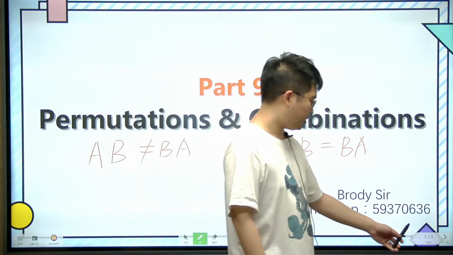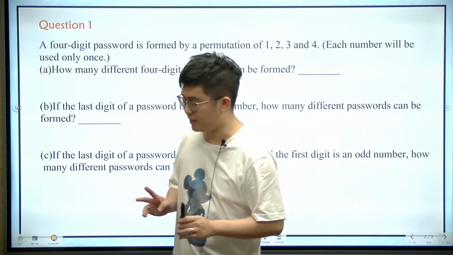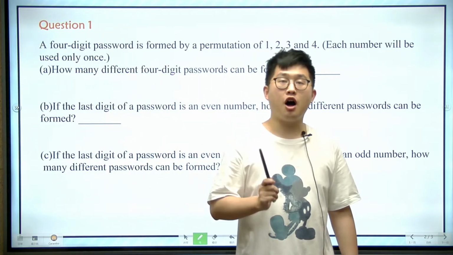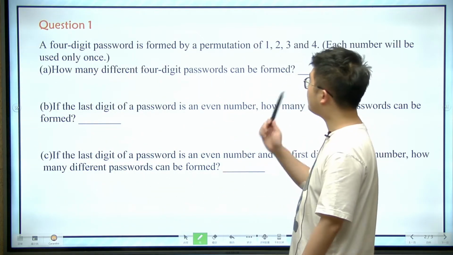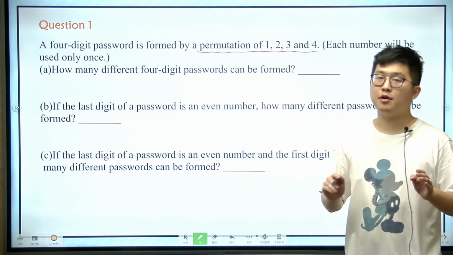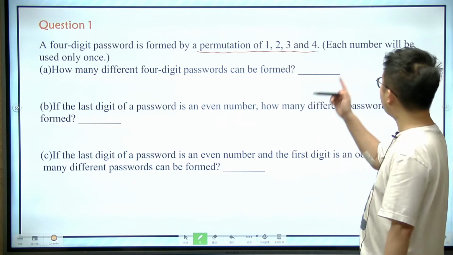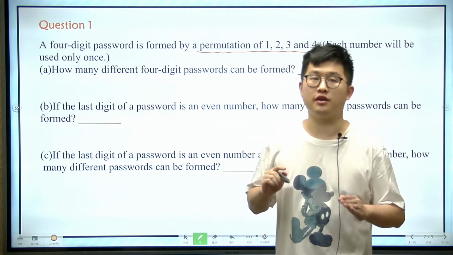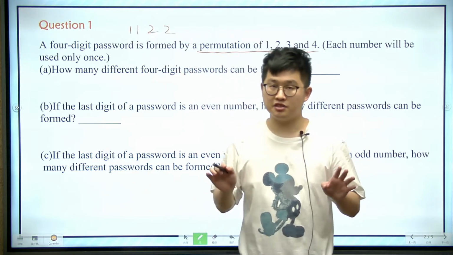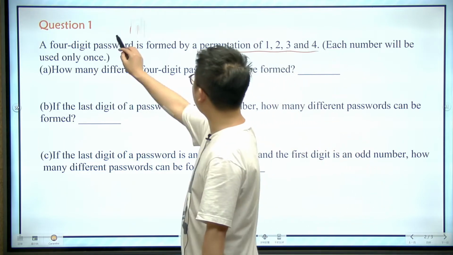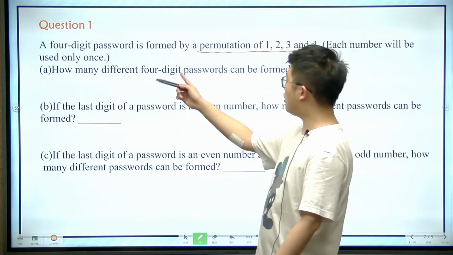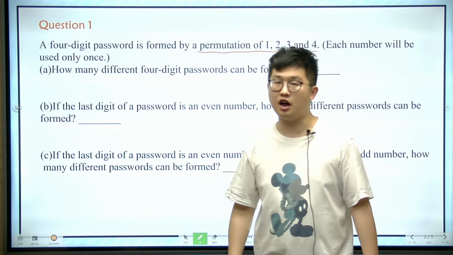So let's see today's questions. We have two questions, but there are a lot of little questions here. The first is a 4-digit password formed by a permutation of 1, 2, 3, and 4. Each number will be used only once, which means a password such as 1122 should not exist. It doesn't make any sense. So the first question is: how many different 4-digit passwords can be formed?